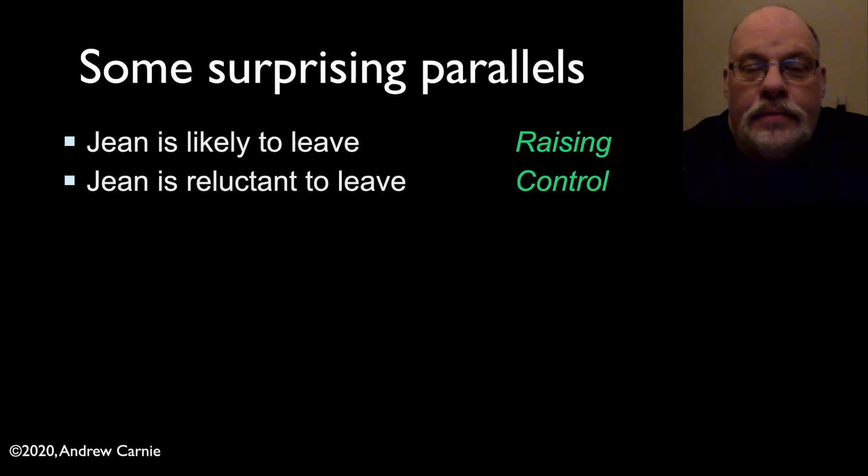First of all, we have the pattern that we have already seen back in the chapter on DP movement. Jean is likely to leave. Now if we think about the thematic properties of this, Jean is getting a theta role from leave, and not from is likely. So it isn't that Jean is likely. Jean's leaving is likely. Jean is doing the leaving. So in this sentence, we argued that Jean starts as the subject of the verb leave in the embedded clause, and then moves up to become the subject of the main clause via an operation of DP movement called raising.